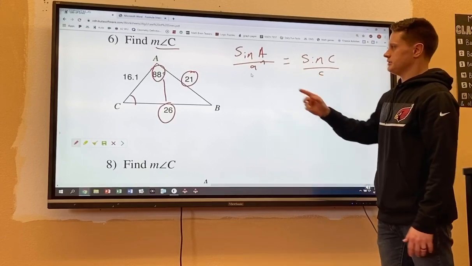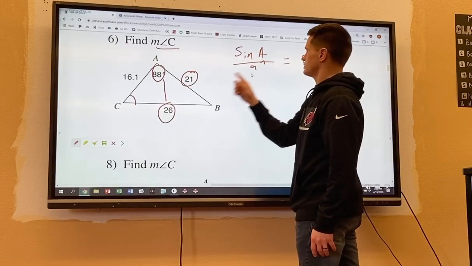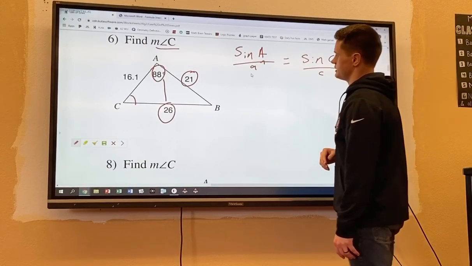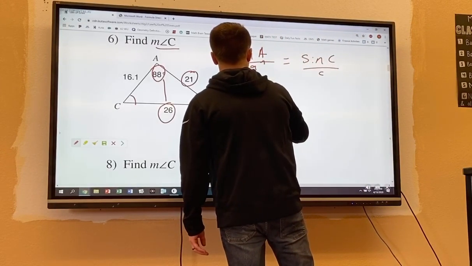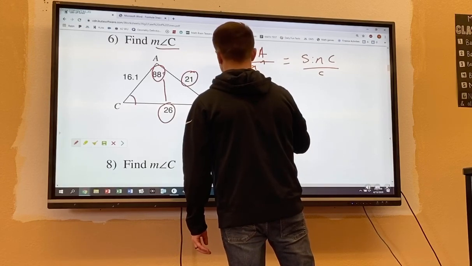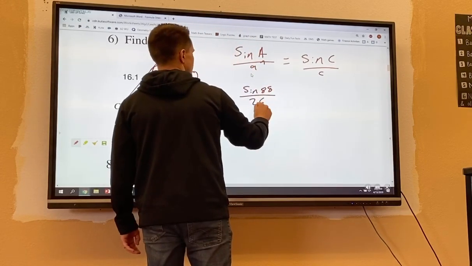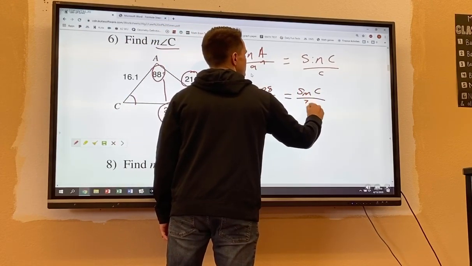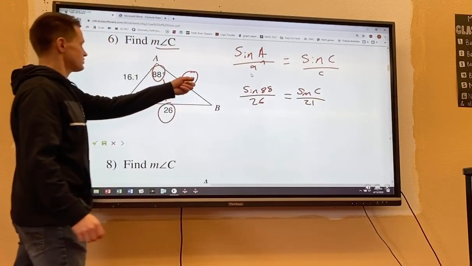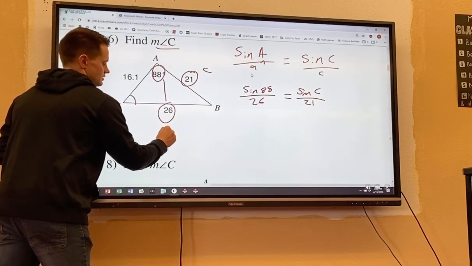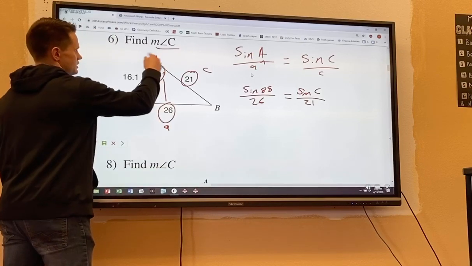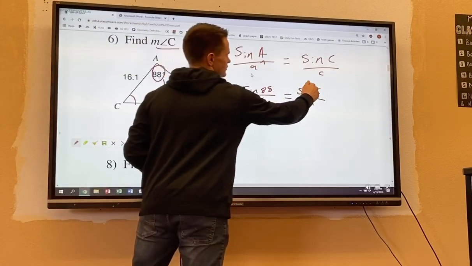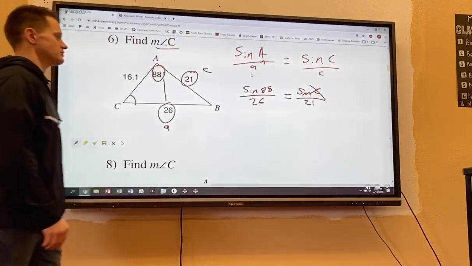And now I just plug in my 88 for A and 26 for my lowercase a, and plug in my 21 for lowercase c. So sine of 88 over 26, sorry if you can't see it, is equal to sine of C over 21, right? I just plugged in my numbers. 21 is lowercase c, lowercase a, uppercase A, and then sine of C. I could change this to x if I wanted to, right? So I know that's my variable that I'm solving for.